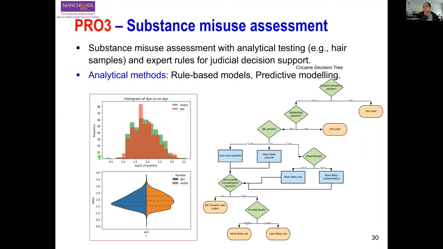The third project is an ongoing KTP knowledge transfer project with a forensic testing company. The main focus of this project is to use data from different sources, including analytical testing data from human samples, expert rules, and questionnaires from drug users for substance misuse assessment. We use data in different forms and also in different scales in order to support decision making in the court. We also use a set of different machine learning models plus rule-based models to predict the drug usage for certain patients or clients in this case.